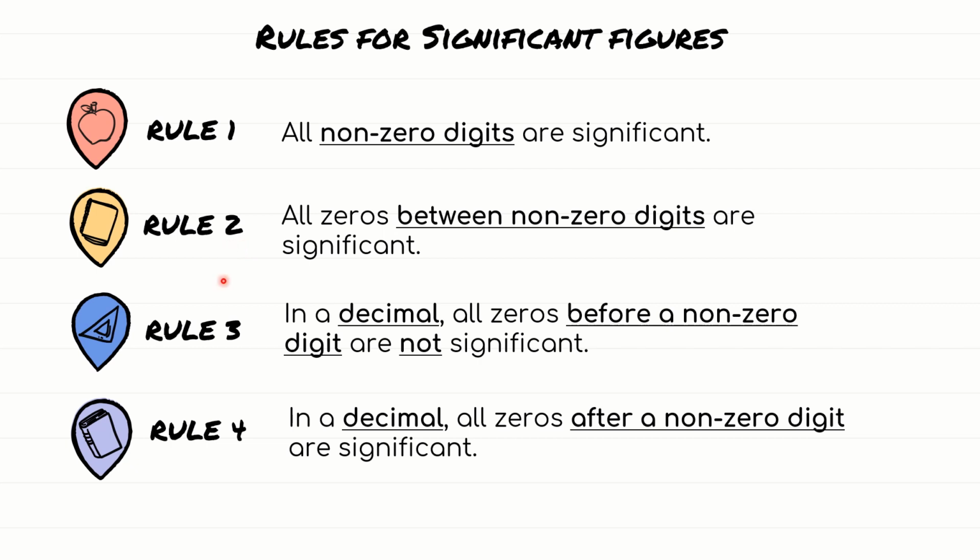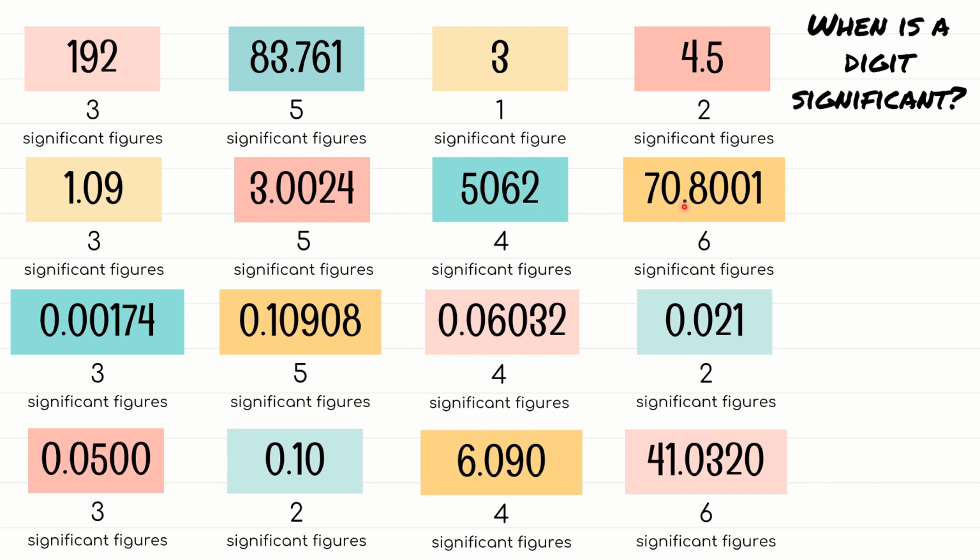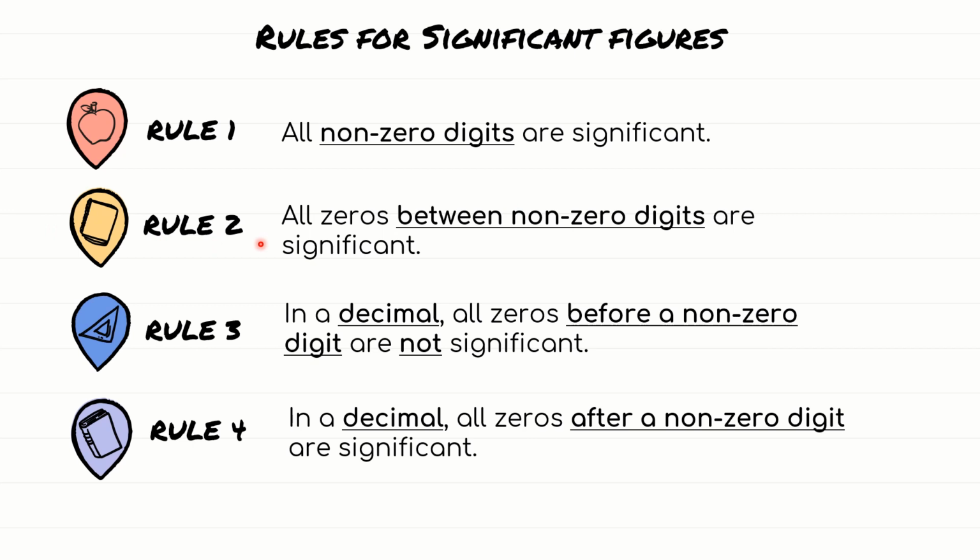The second rule, the third rule, as well as the fourth rule, discuss our zeros themselves. So the second rule says that all zeros between non-zero digits are significant. An example would be over here in this second row. We see that our zeros are all in between non-zero numbers. Therefore we count these zeros as significant. That is our second rule.